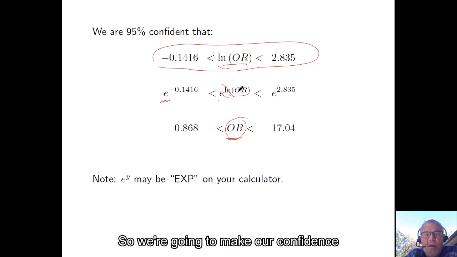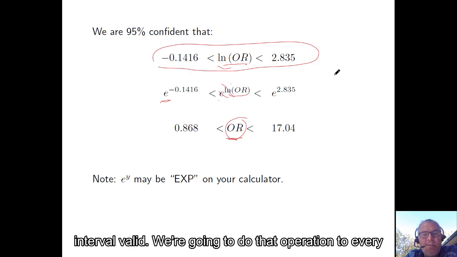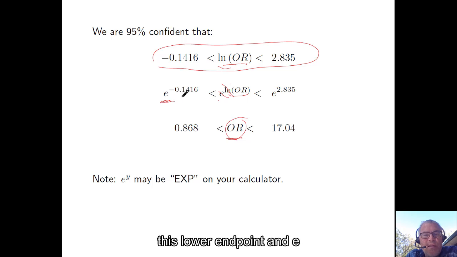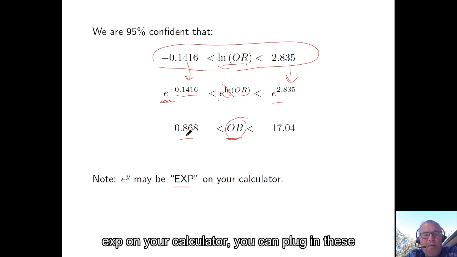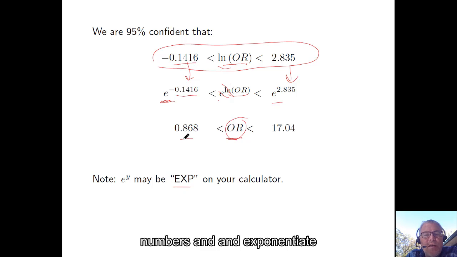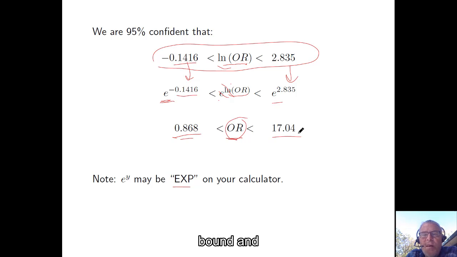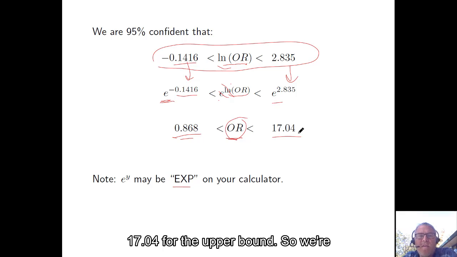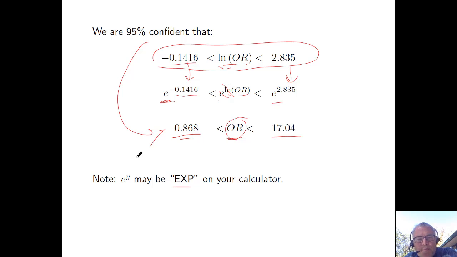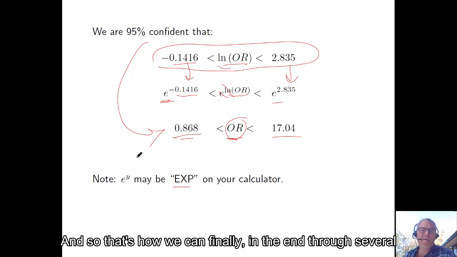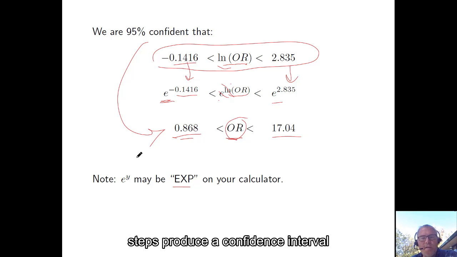To make our confidence interval valid, we're going to do that operation to every endpoint of this as well. So e to this lower endpoint and e to the upper endpoint. In our calculator, it may show up as exp. You can plug in these numbers and exponentiate them. I get 0.868 for the lower bound and 17.04 for the upper bound. So we're 95% confident that the odds ratio falls in that range here. And so that's how we can finally, in the end, through several steps, produce a confidence interval for the odds ratio.